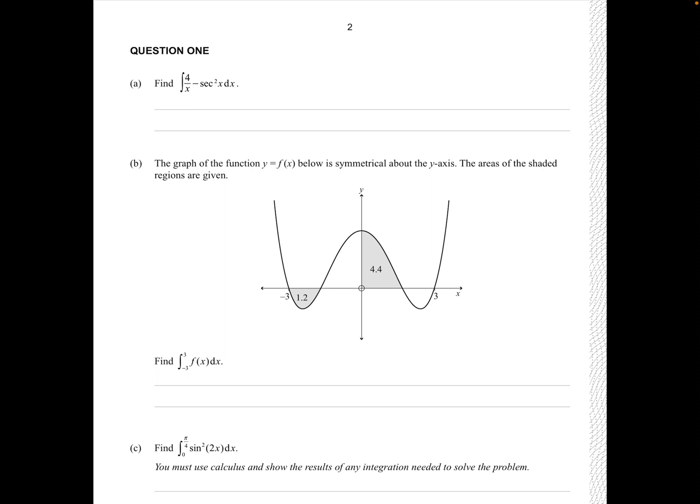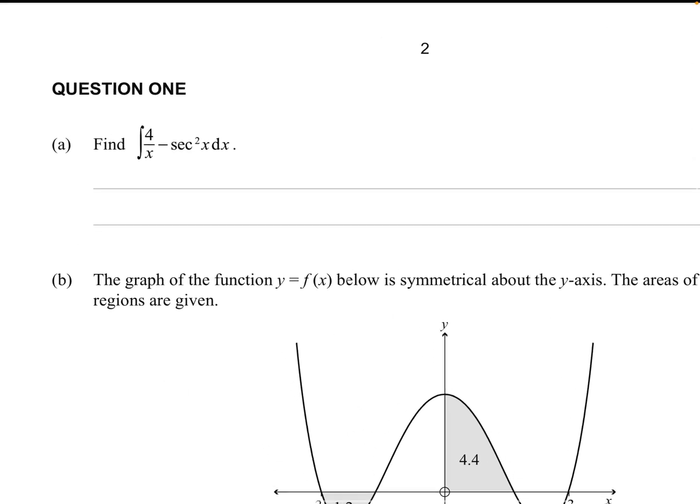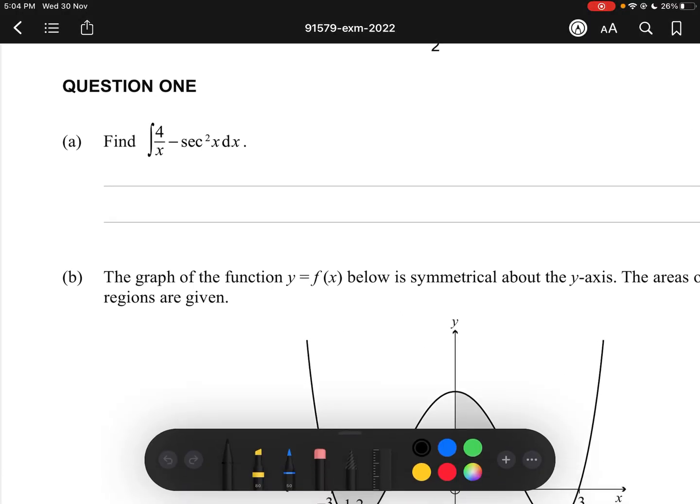Question number 1. Find the integral of 4 over x minus secant squared of x dx. For these types of questions, I always give you the very simple integration questions at the start. You can just refer to your formula sheet, or after you do enough past papers, you will find that you mostly can memorize the basic integrals. So for 4 over x, we're going to get 4 ln of x, and secant squared of x integrates to tangent of x, so this becomes negative tan of x. And don't forget the constant of integration, plus c.